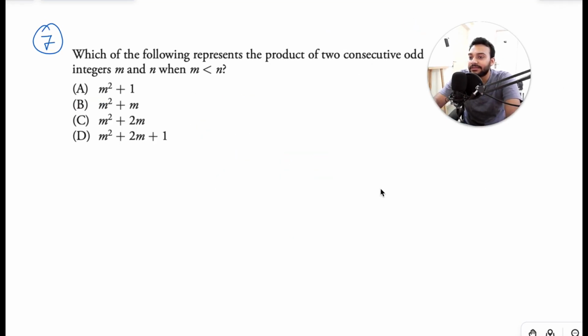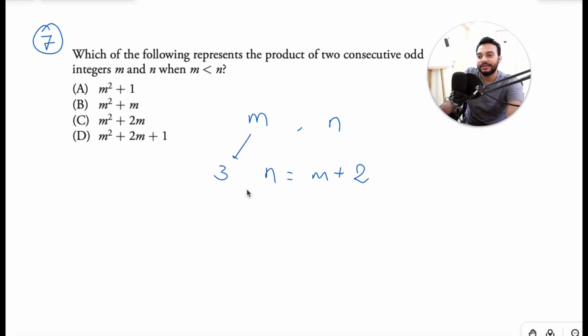Which of the following represents the product of two consecutive odd integers m and n, where m is less than n? Okay, two consecutive odd integers and the first integer is going to be m since it is less than n. So basically if m is an odd integer, n is going to be m plus 2. So let's say m is 3. So n would be 3 plus 2, 5. Or m is 5. So n will be 5 plus 2, 7. Like that. So these are two consecutive odd integers.